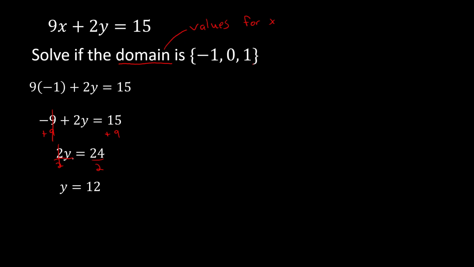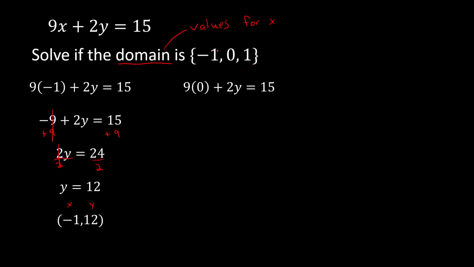I can write this as an ordered pair, by the way, because an ordered pair has an x and a y component. So x is -1, and then y would be 12. So this would be your ordered pair. And then we repeat for the other values for x. So plug a 0 in for x, then a 1 in for x. If we plug a 0 in for x, what we have is 9 times 0 plus 2y equals 15.